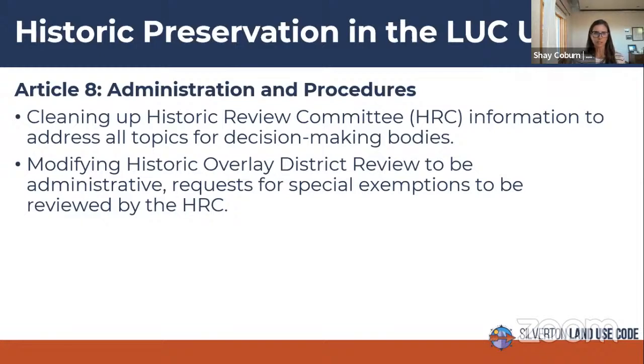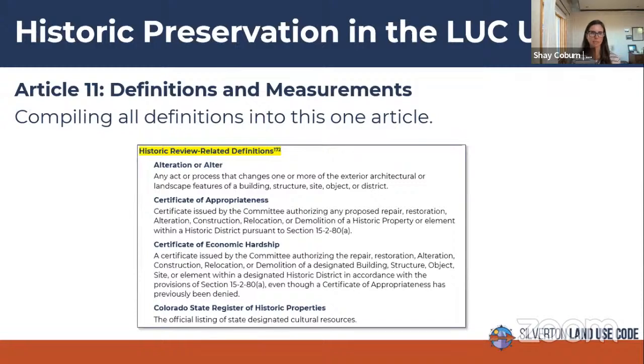On the next slide, this is the last article. It's Article 11, which is just definitions and measurements. So all the definitions related to historic preservation will be in this one section, along with all other definitions related to the code. So as you look for any terms, you go to Article 11 to find those.